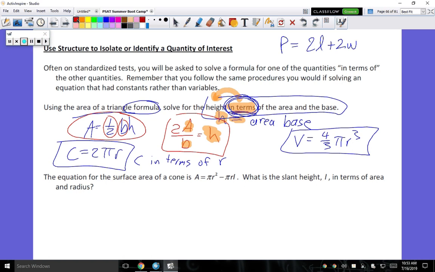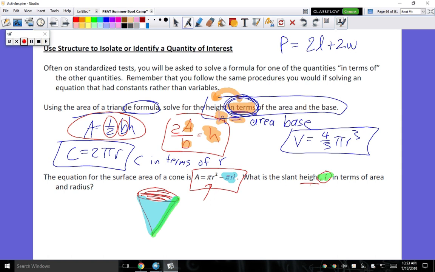So it says the equation of the surface area of a cone. Okay, so you have this is like the top of a cone. And then this right here is the lateral area. So basically the cone part all wrapped around, but not the volume inside, just the outside surface area. And what is the slant height L? And L, guys, is right here, in terms of the area and radius.